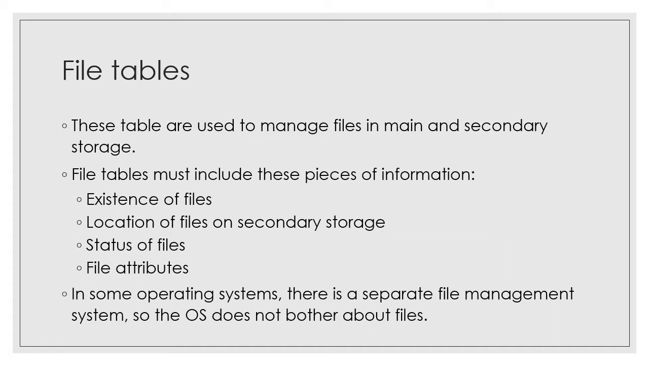Status of files. A file may be already opened by another process. A file may be in the process of being written on by a process, so it can have different statuses. File attributes. A file can be read-only or writable. A file can be private or shared among users or processes. In some operating systems, there is a separate file management system, so the OS does not bother about files.